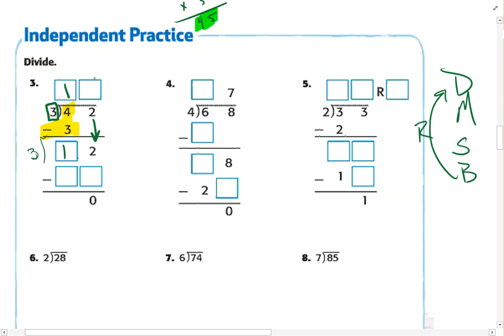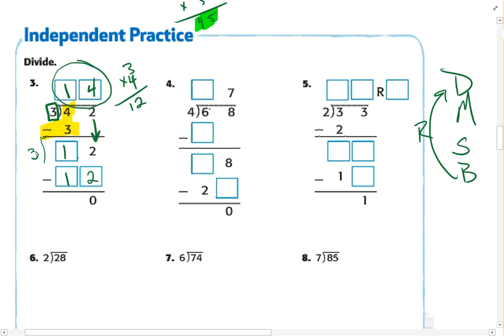3 goes into 12 4 times because 3 times 4 is 12. Let's write a 4 a little neater. So 3 times 4 is 12. 12 minus 12 is 0. So our quotient is 14, this whole number up top.